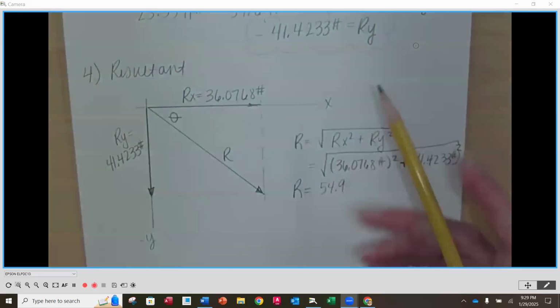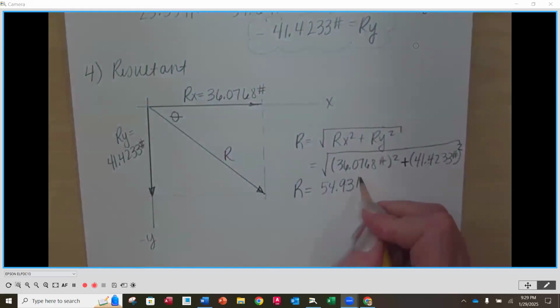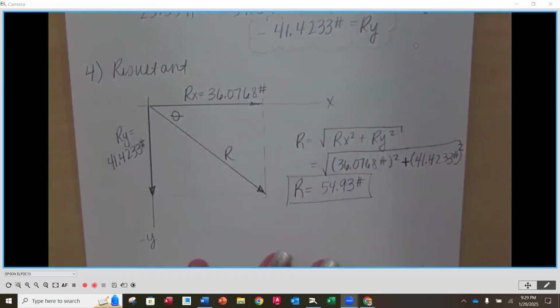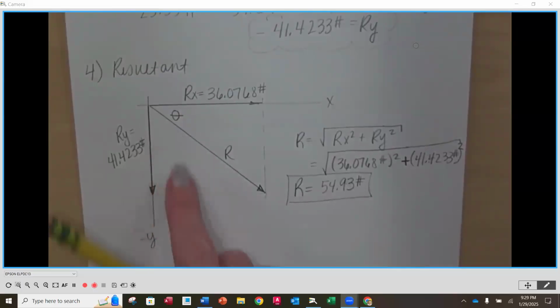Okay, I'm gonna do it again, but that's what I got to start off with. Got it again, okay. Pretty sure that looks like a good number, 54.94. So that's our magnitude, but to fully define a vector, we have to have both magnitude and direction. So I've got theta labeled here.